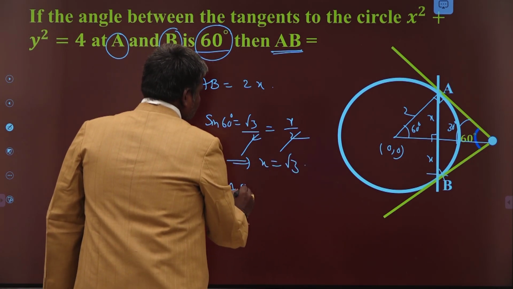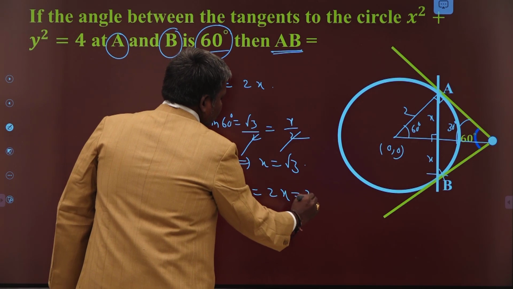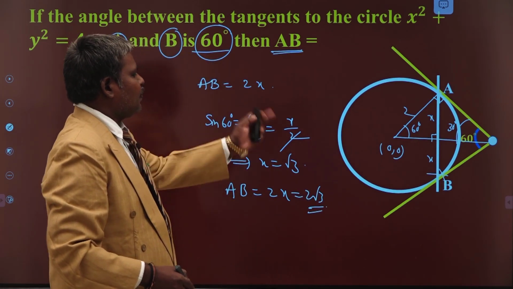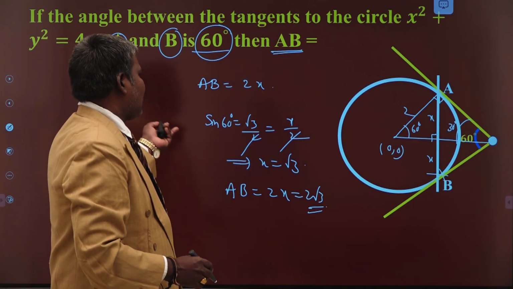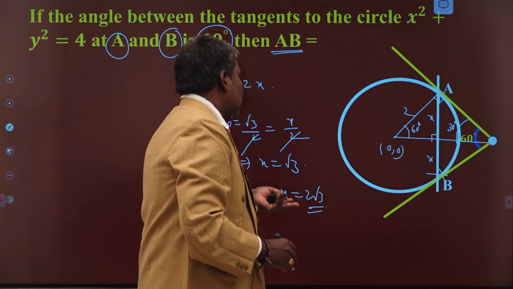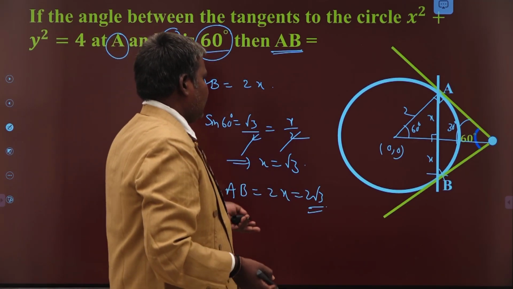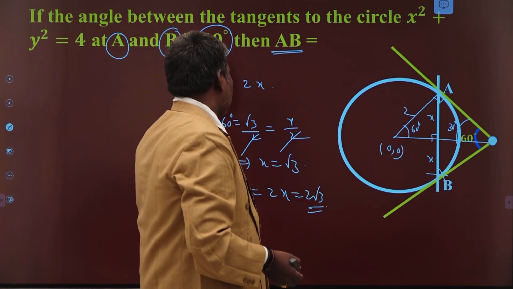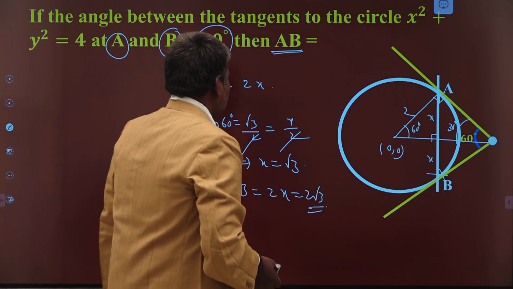Therefore, AB is equal to 2x, that is equal to 2 root 3. So, the length of the chord is obtained in this manner. Or you may apply the formula 2r cos theta by 2. If it is a theta, you can apply the formula 2r cos theta by 2 also. You can easily write that one.